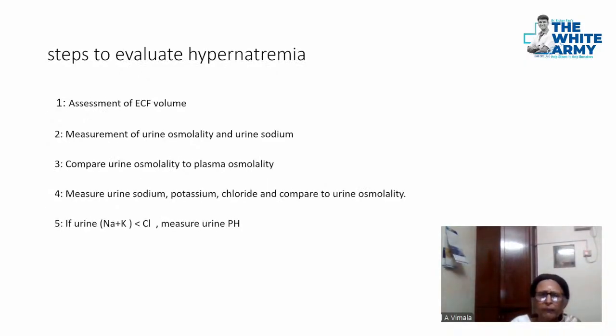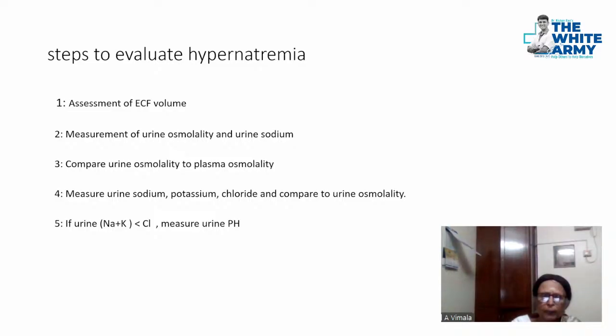Now, how will you evaluate for hypernatremia? What are the steps? How will you find out what is the cause of hypernatremia? As in hyponatremia, the first step is assessment of ECF volume. That is, you should identify whether the patient is hypovolemic, euvolemic, or hypervolemic. Next step should be measurement of urine osmolality and urine sodium. Then you have to compare the urine osmolality to plasma osmolality. Measure urine sodium, potassium, chloride and compare to urine osmolality.